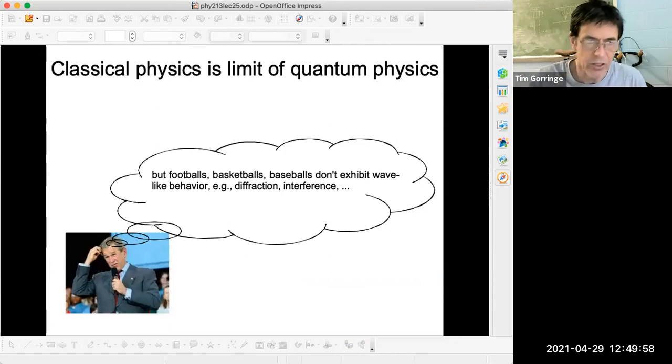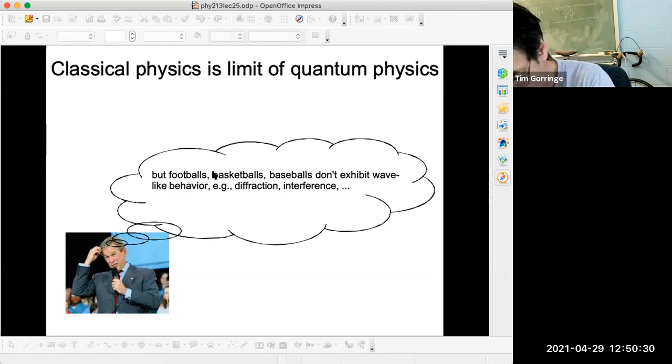Okay, so here's a good question, because I've been pretty radical and said that matter has wave-like properties. Well, think about those everyday objects, footballs, basketballs, baseballs, and other everyday objects. They don't seem to exhibit wave-like properties. They don't seem to exhibit diffraction. They don't seem to exhibit interference. Why is that?